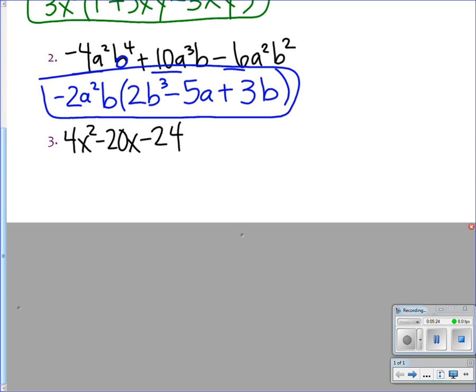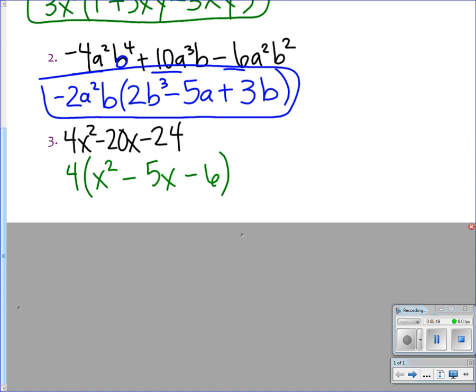Okay, is there a common factor between these three terms? Do they have a common factor? 4. So we're going to factor out a 4. What's left over? X squared minus, what's 20 divided by 4? 5. What's 24 divided by 4? 6.